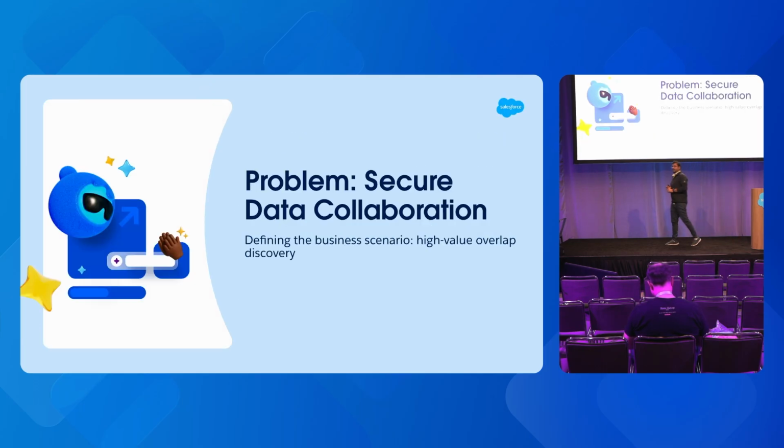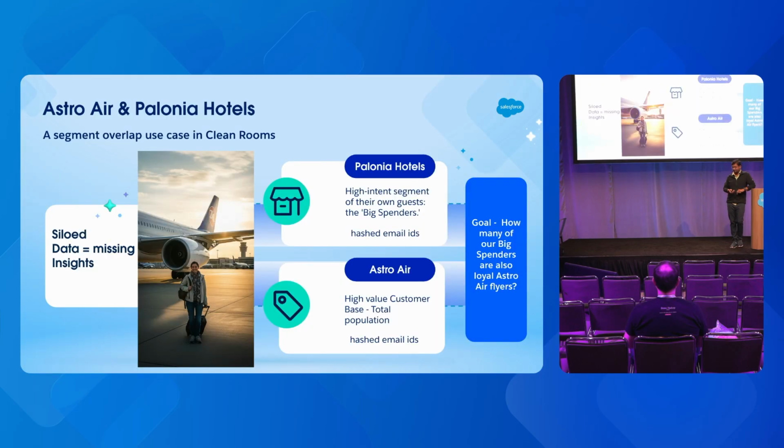Let's start with the problem statement. Secure data collaboration is one of the major problems, especially for developers and architects. They're always asked to discover high-value overlap of data sets, and it's not that easy when multiple partners are collaborating. Discovering the high-value overlap of the data sets is not so easy without solutions like Clean Room.